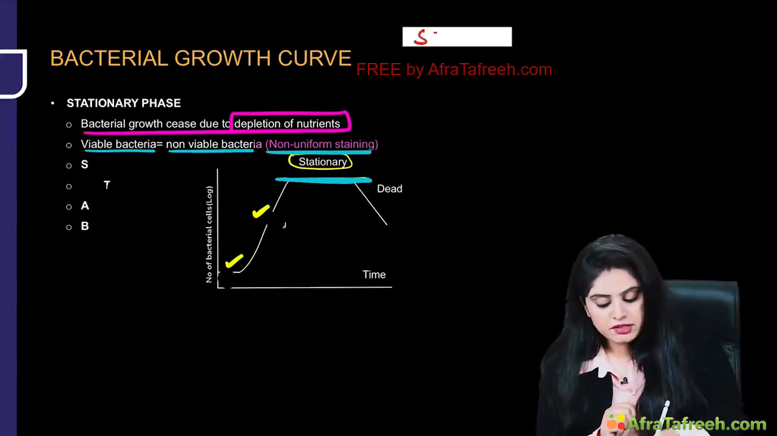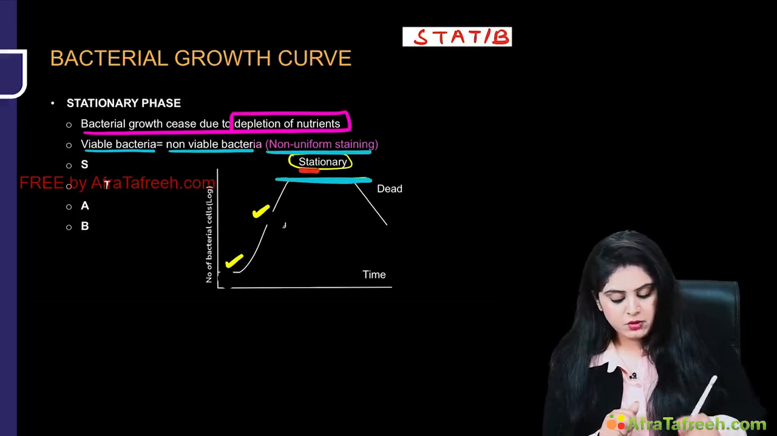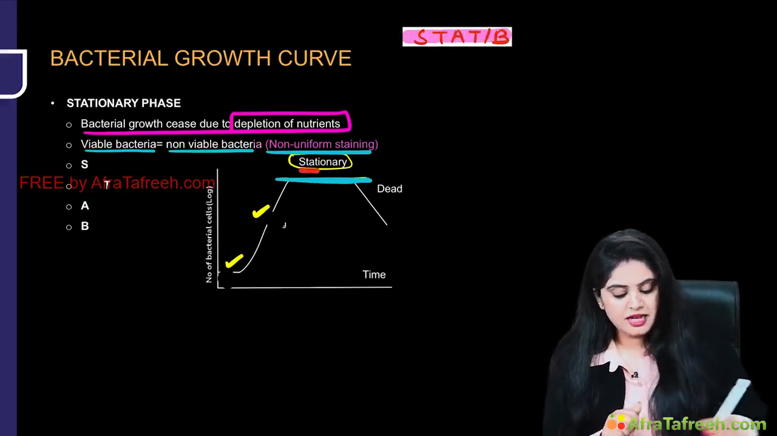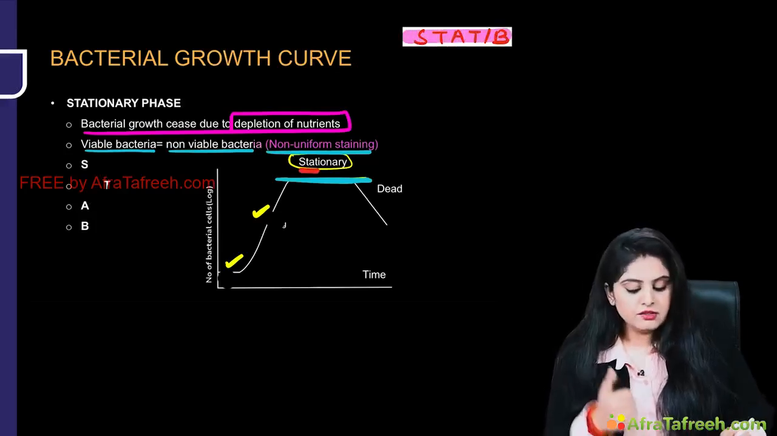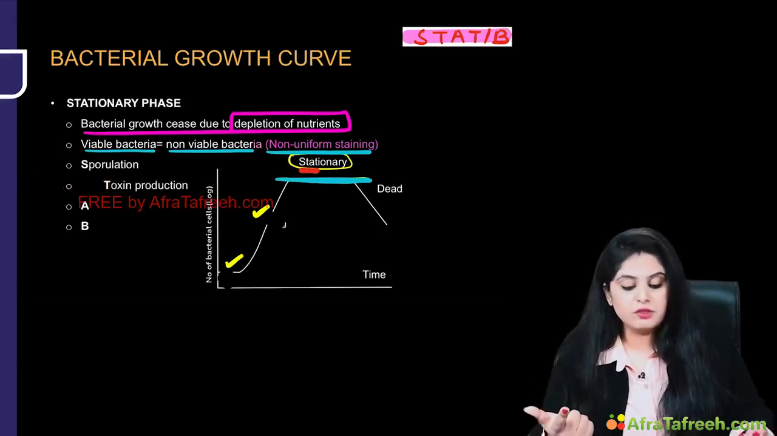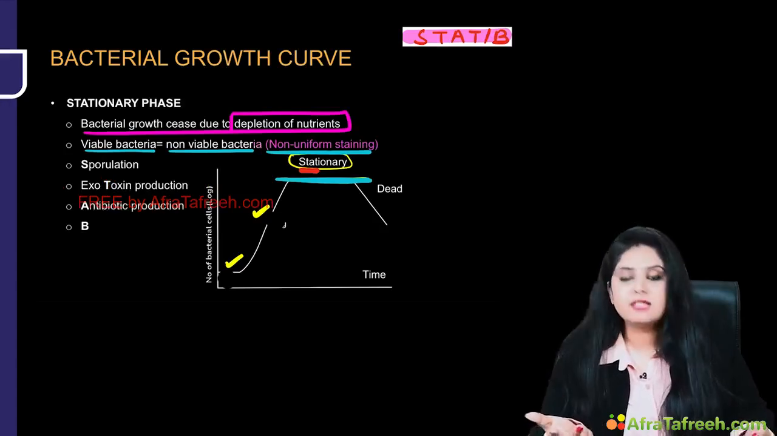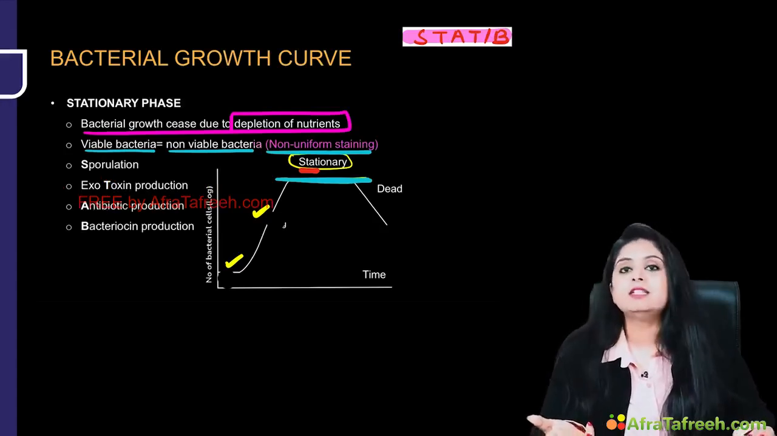And the mnemonic for this particular phase is, you call it stationary, na? So stat ka, I'm going to make it stab. It is a stat stab. Stab means what? If someone asks you sporulation occurs in which phase? S for sporulation, T for toxin production. Which toxin? Of course, exotoxin. A for antibiotic production, B for bacteriocin production.